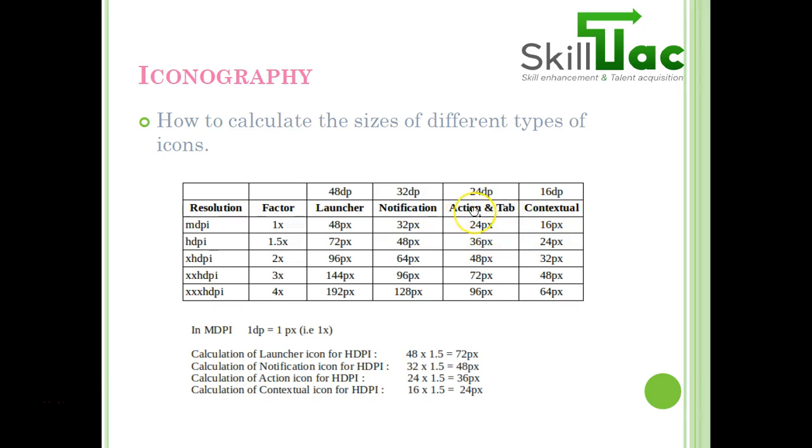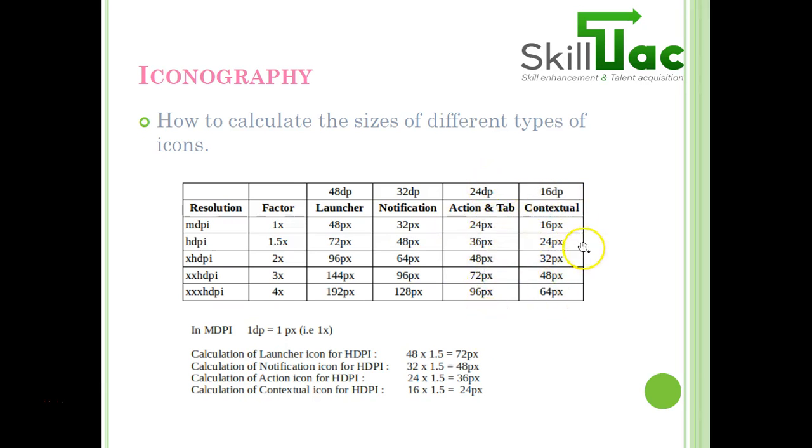Action and tab icons we'll discuss in detail later on, but for now the action and tab icons are basically your icons used on the tab bar. Tab bar icons are used in the tab bar, and action icons are used all over your screens for various functions like searching, going back, and normal drawer menu icons. Those types of icons are your action and tab bar icons.